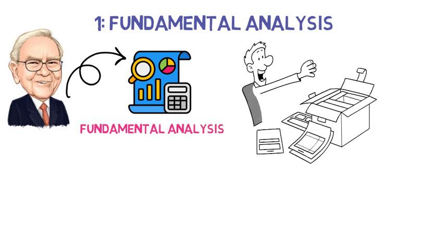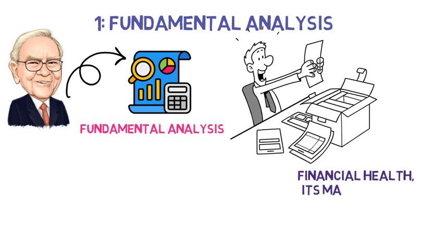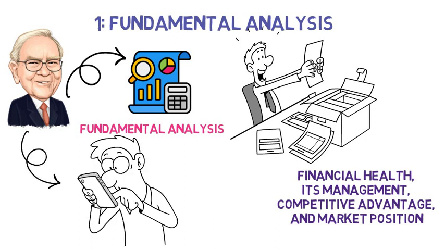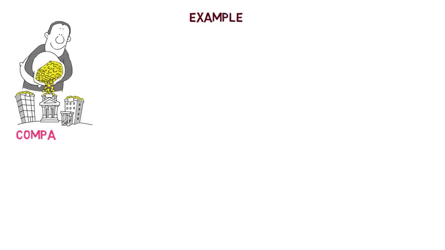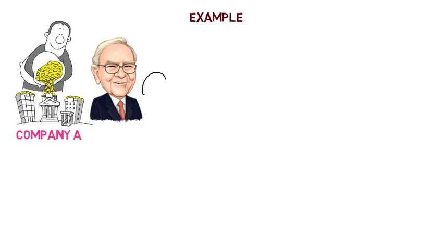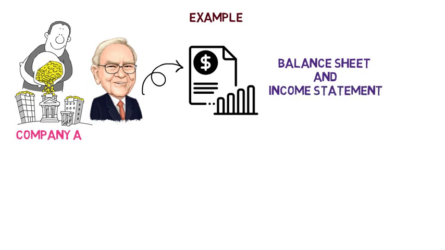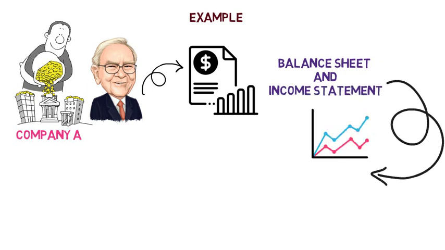This involves studying the financial health of a company, its management, competitive advantage, and market position. Buffett believes that a company's true value can be estimated by thoroughly analyzing these factors. Let's consider an example. Imagine Buffett is looking to invest in company A, so Buffett would start by examining the company's financial statements, such as the balance sheet and income statement, to understand its profitability and financial stability.